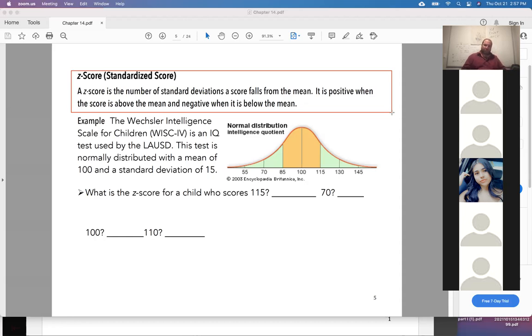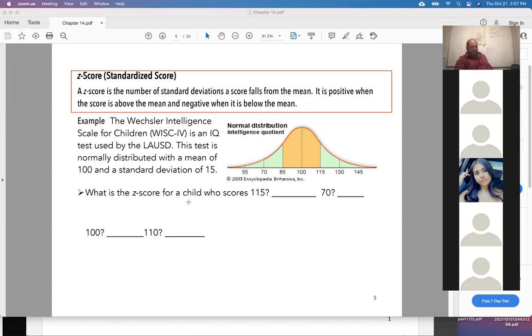So let's do an example. The Wechsler Intelligence Scale for Children, the WISC-4, much better than the first three WISCs. The WISC-4 is an IQ test used by the LAUSD. The test is normally distributed, looks like a bell curve, with a mean of 100 right in the center, and a standard deviation of 15. So we go 15 in either direction to reach the transition point, and then 15 more and 15 more to get the second and third deviations out.